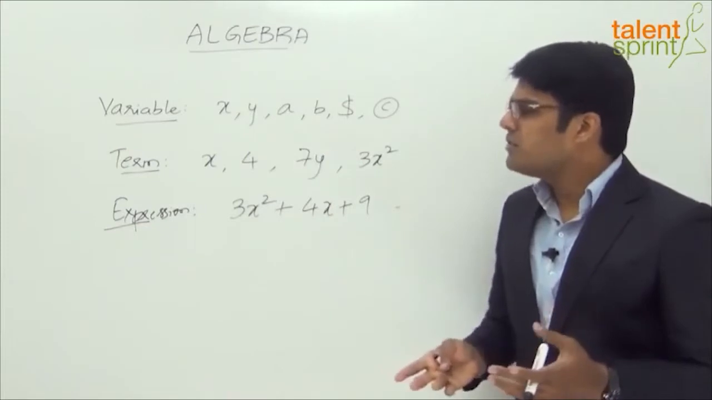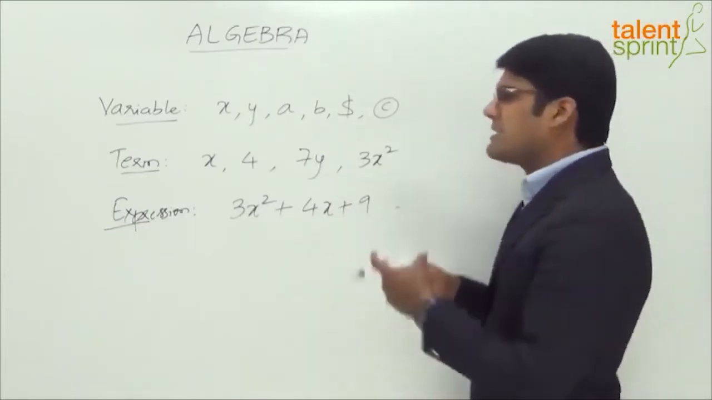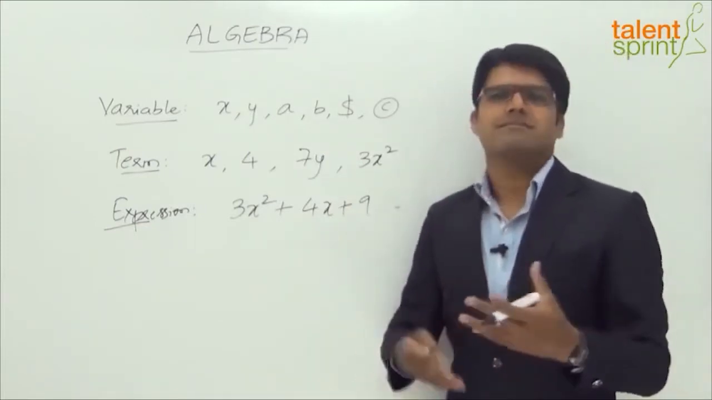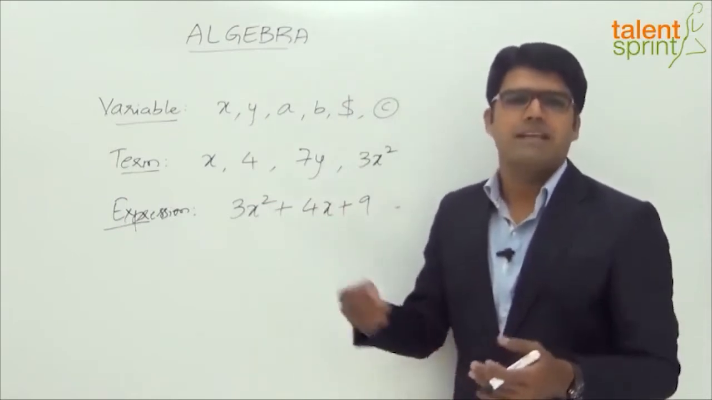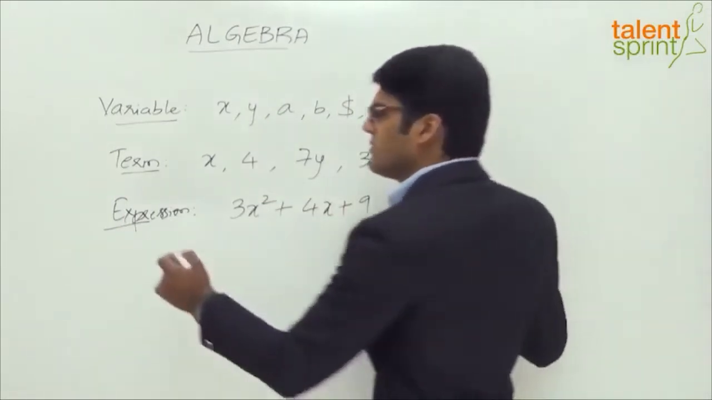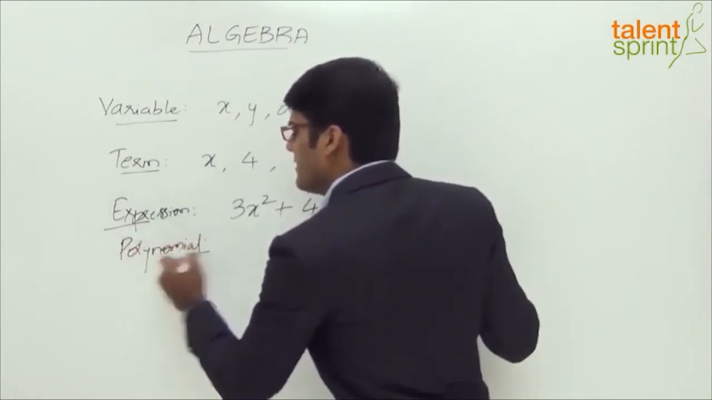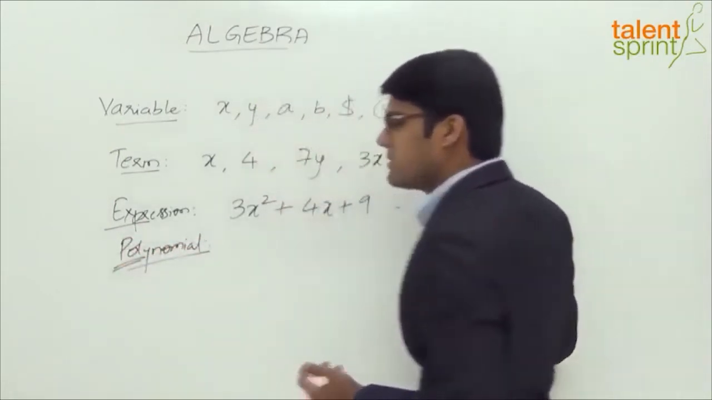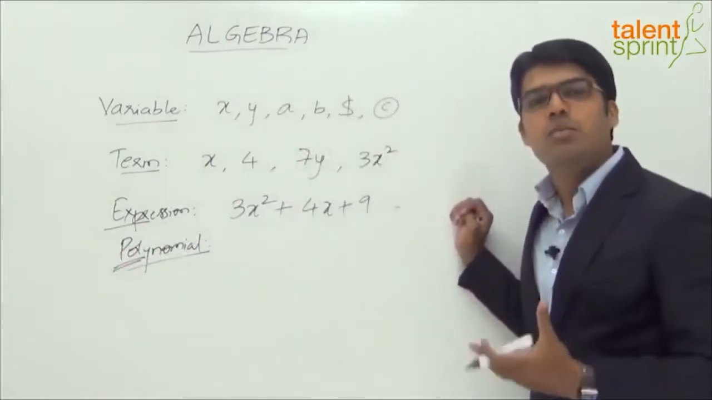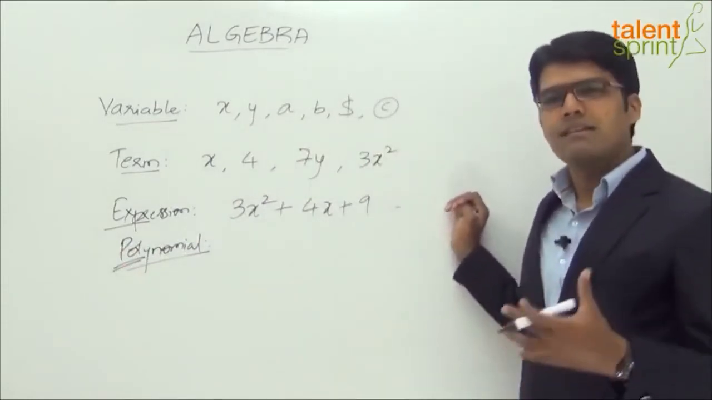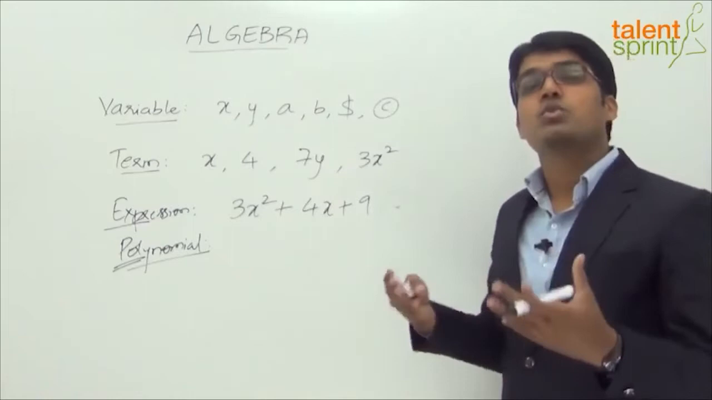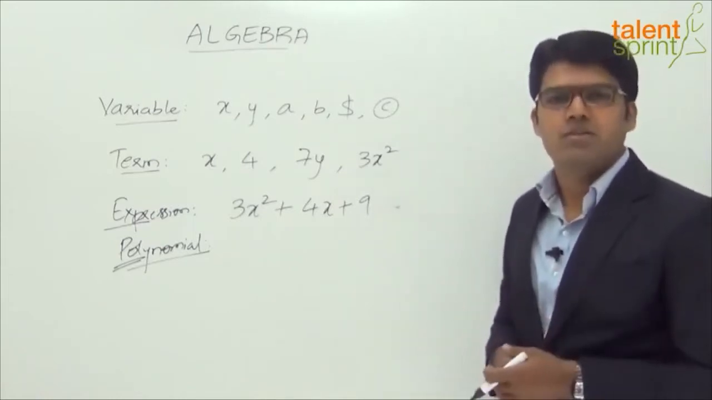Now generally we use the word polynomial. I mean, this can be called a polynomial. What is a polynomial? It's nothing but a collection of terms, an expression or a polynomial. If you try to understand the word poly, poly means many. The root poly means many. So a polynomial is a collection of more than 2 terms.